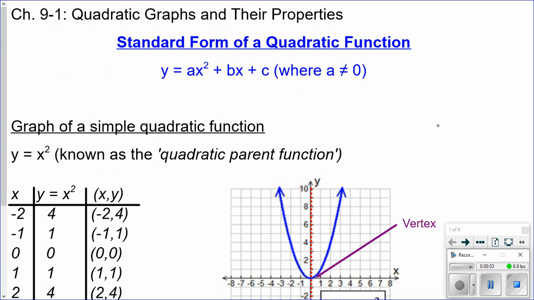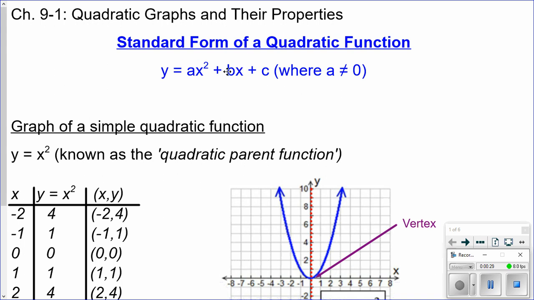My students, this lesson comes from chapter 9, section 1 in our textbook, and it's titled Quadratic Graphs and Their Properties. So the standard form of a quadratic function is y equals ax squared plus bx plus c. Now the only requirement of this is that a cannot be equal to 0. So that means there has to be an x squared term in this.